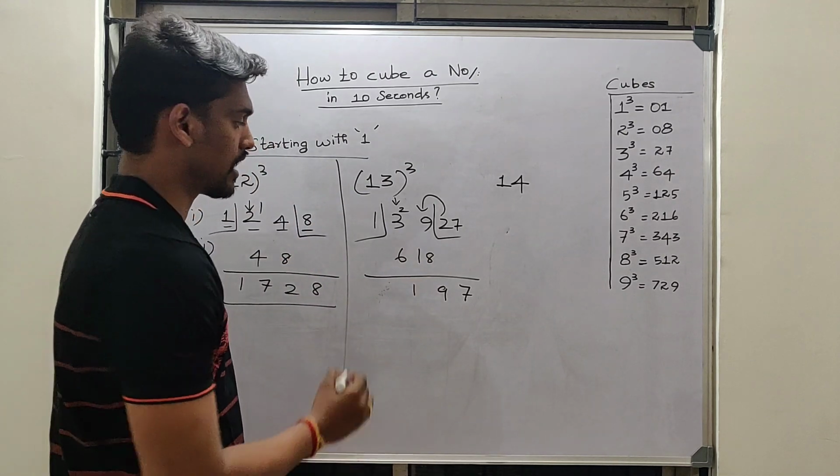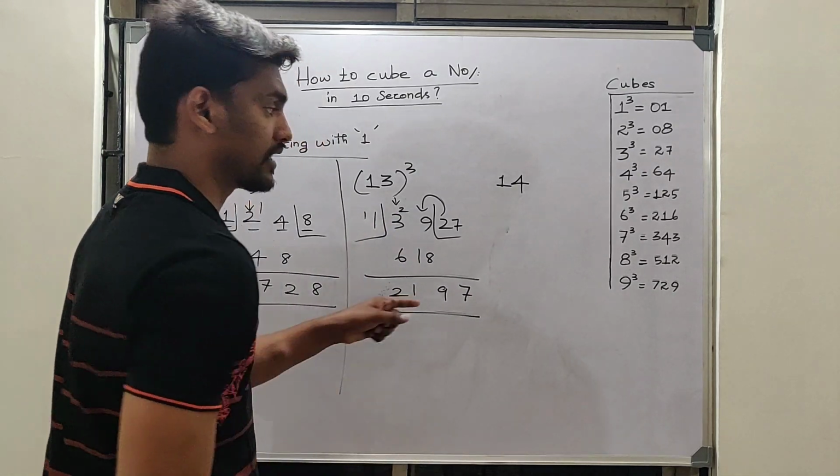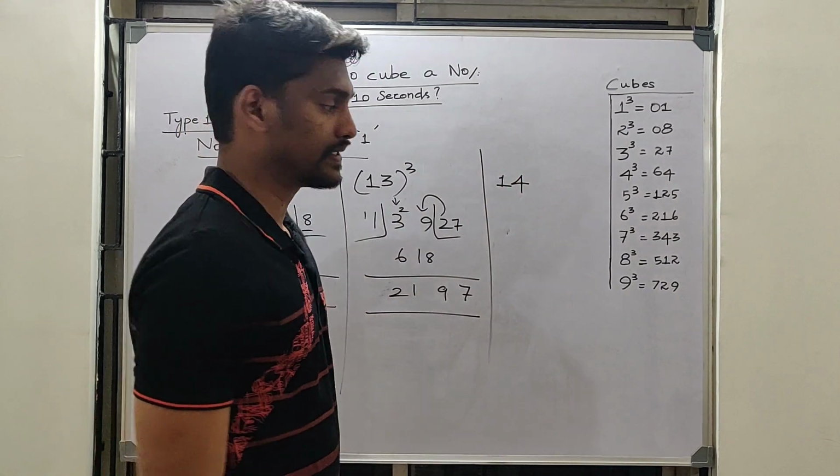So 1 will be here, and remainder 1 will be carried over here. So 1 plus 1 it is 2. So the answer for this question is 2197. So quickly we will try to do the same for 14.